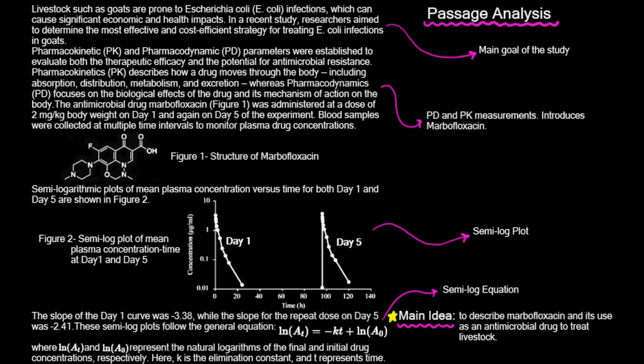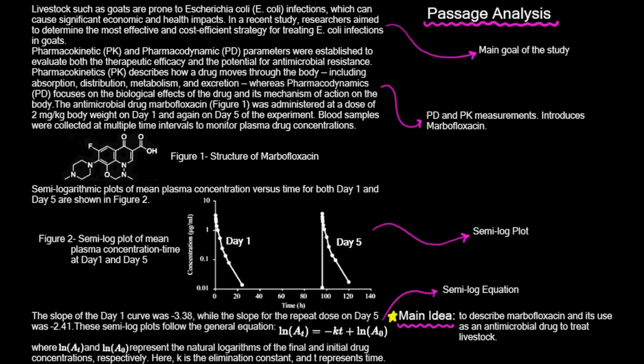On this slide, we're going to break down the passage and analyze it step by step. The first paragraph reads, livestock such as goats are prone to E. coli infections, which can cause significant economic and health impacts. In a recent study, researchers aim to determine the most effective and cost-efficient strategy for treating E. coli infections in goats. This opening paragraph is simply an introduction. It tells us the main goal of the study, but it doesn't give us any scientific details or background knowledge that we've seen before. So we note the purpose and move on.